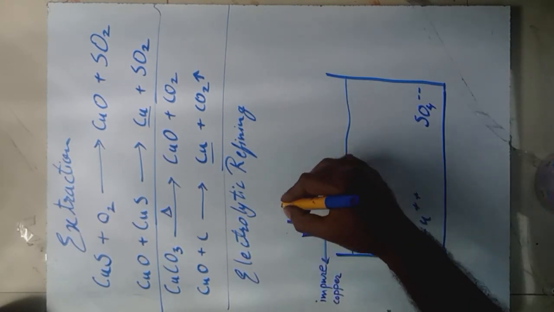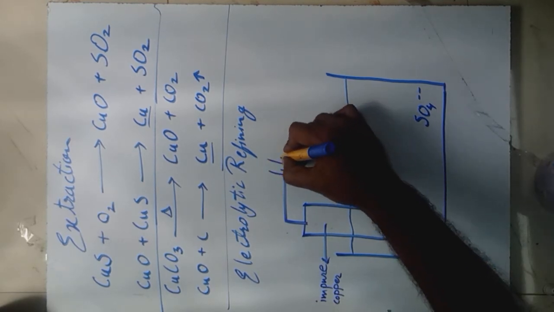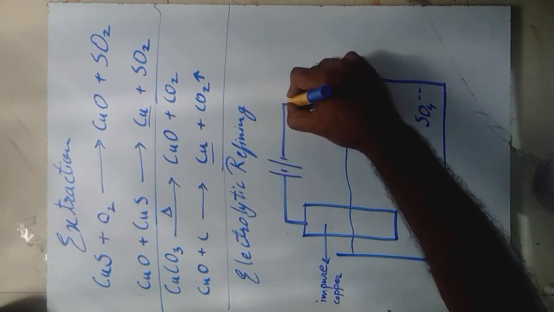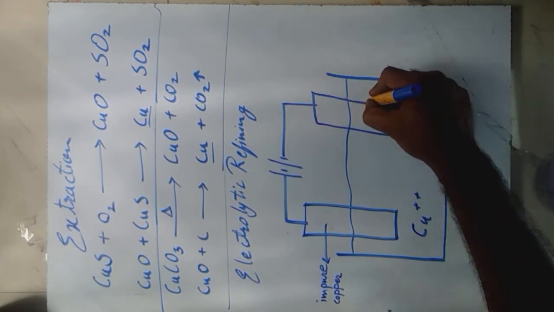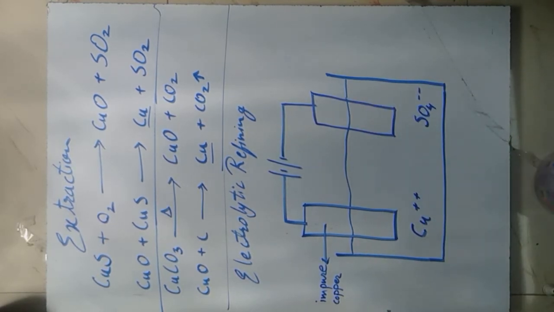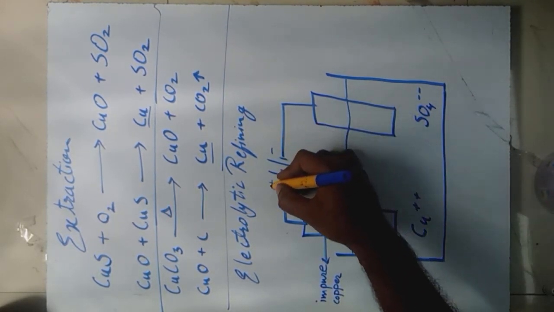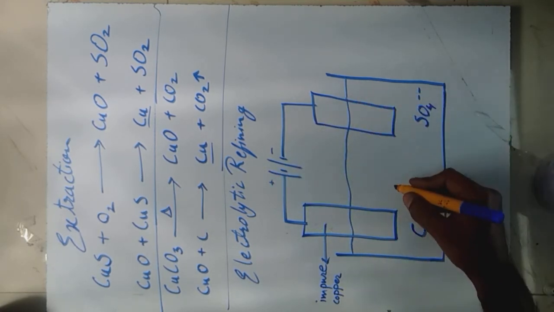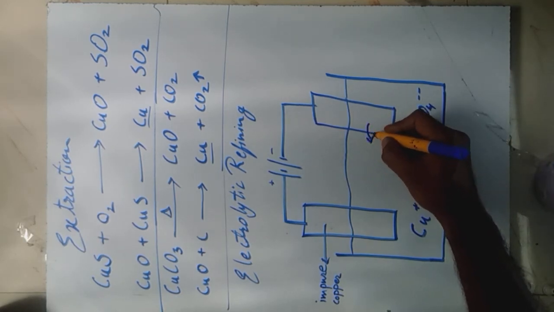The impure copper article is given a positive charge, whereas the negative charge is given to a pure copper strip. This copper strip acts as cathode which is dipped inside the electrolyte. As soon as the current flows through the circuit, we know that the flow of current is actually the flow of electrons. Thus, electrons leave the battery from the negative terminal and enter the cathode. From the cathode, two electrons get into the electrolyte.